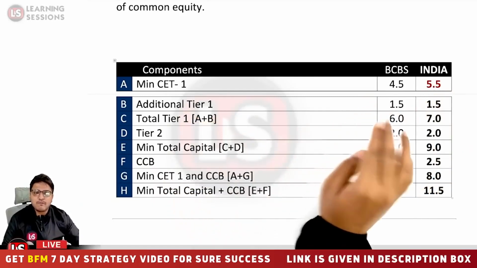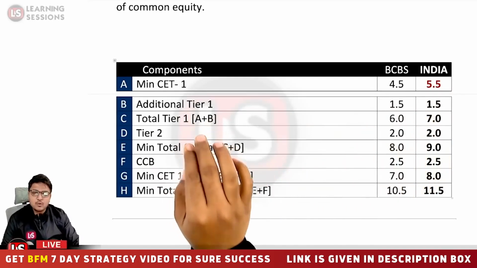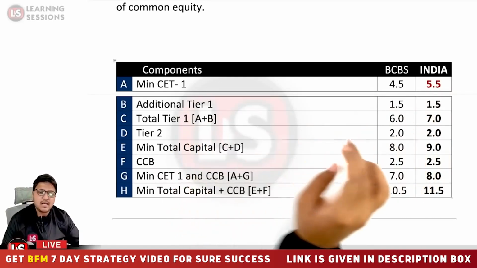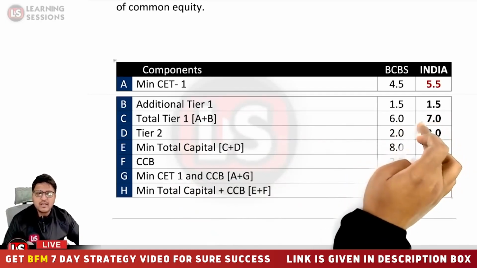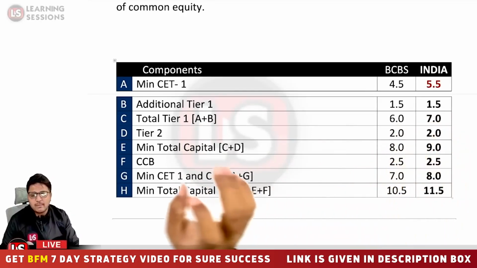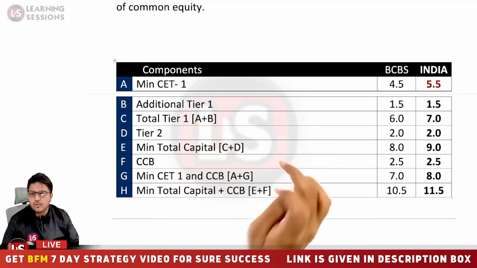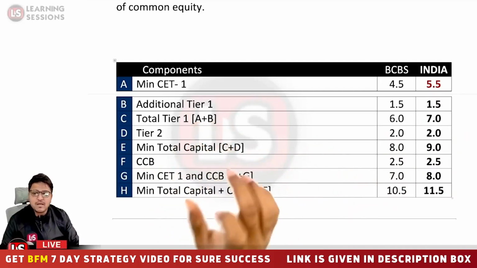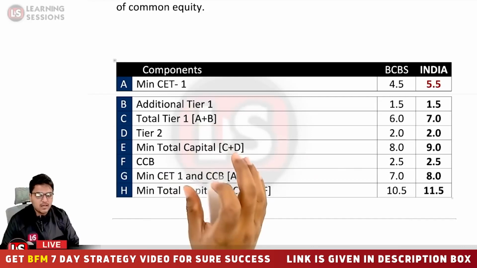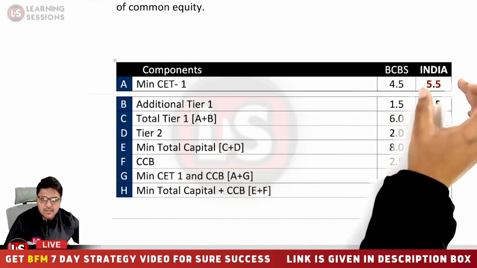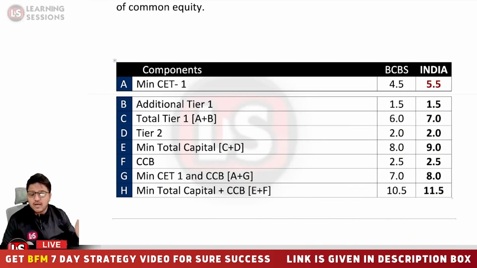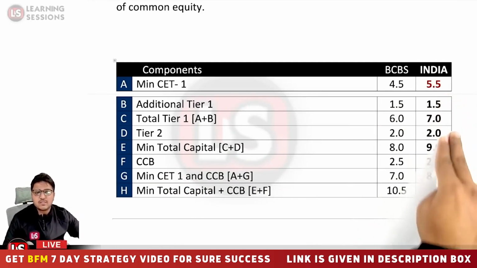Additional tier 1, it is 1.5% in each case, and for the total tier 1, as per the BCBS, it comes out to be 6%, but as per the Indian regulator, Reserve Bank of India, it is 7%. Now this point is quite important from the numerical point of view, from the case study point of view, because if it is mentioned in the question that it is an international bank, in that case you'll be considering as per the BCBS standards. But if it is mentioned to be as per the RBI directives or an Indian bank, in that case you'll be considering this particular section.